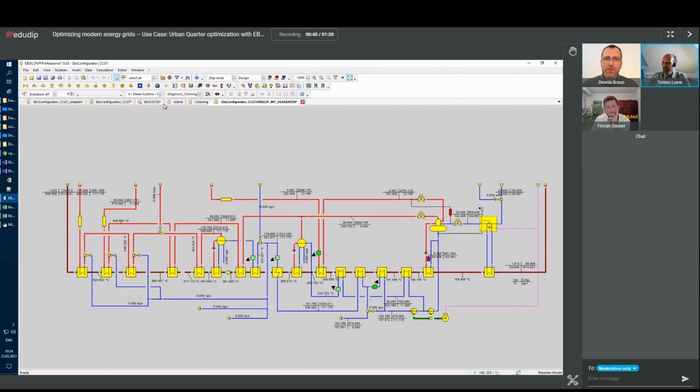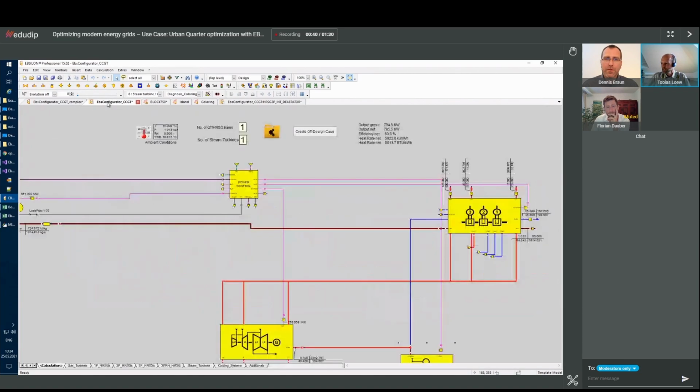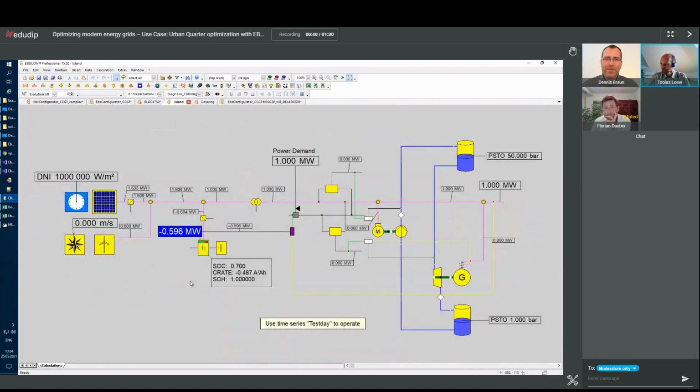Okay, so much for our configurator. And then there is the island model.